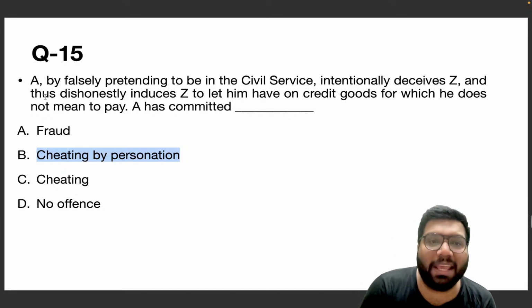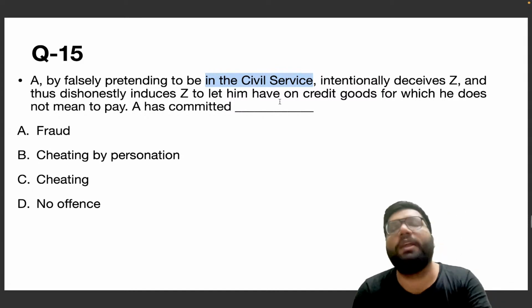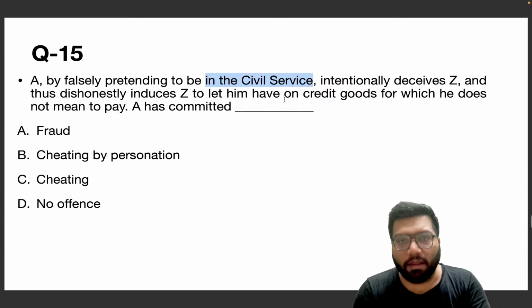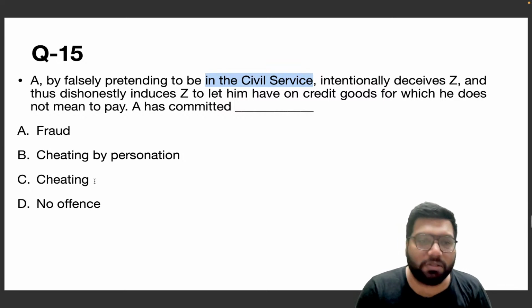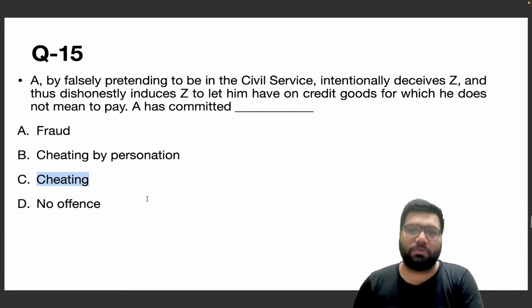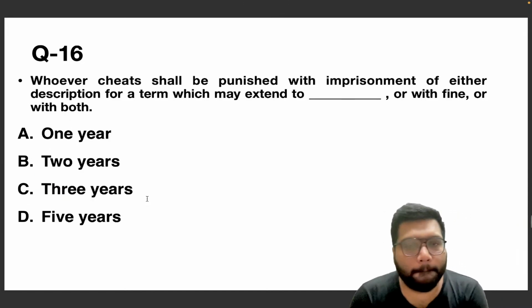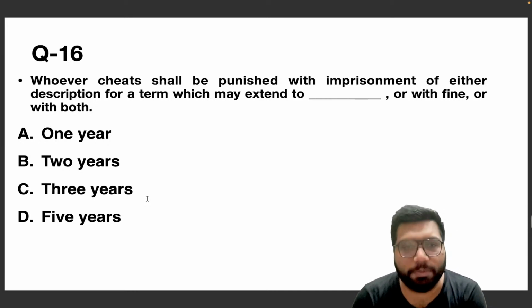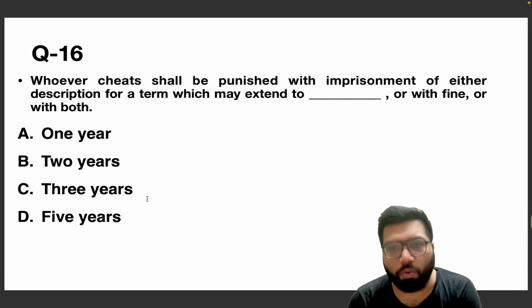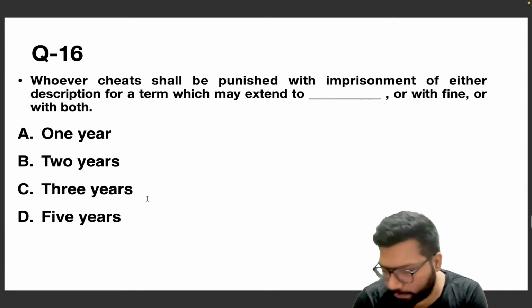I'm Sandeep Khatri, but I'm pretending in front of you that I'm the one who is Shah Rukh Khan. So that is cheating by personation. Now coming to this question, A falsely pretended to be in civil services, which means A is A only. He is pretending to be in civil service. So he has not changed his personality. And that is why this would still amount to cheating only, not cheating by personation. Okay. Next. Whoever cheats shall be punished with imprisonment of either description for a term which may extend to... What is the punishment for cheating, by the way? That is what the question is all about.